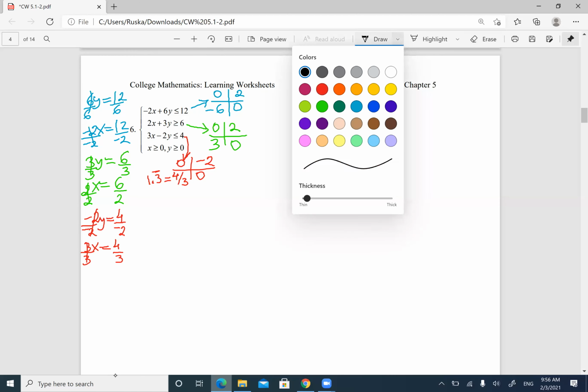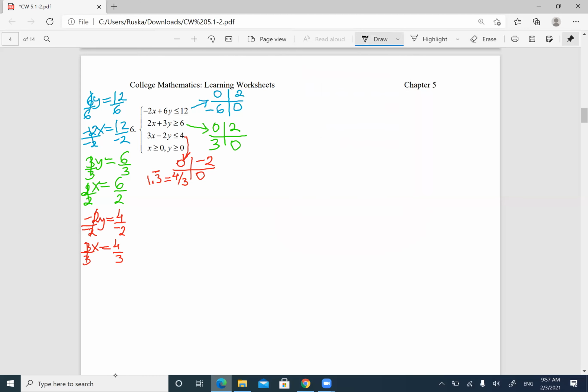So I need my x-axis and the y-axis to go from -6 to 3. It's going to be something like that. 1, 2, 3, 4, 5, 6.